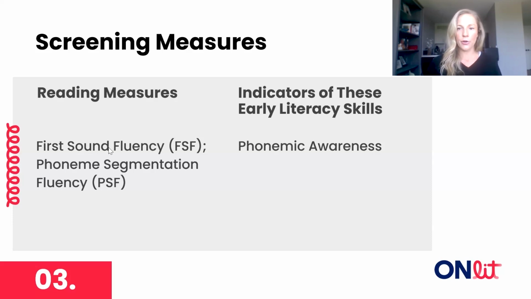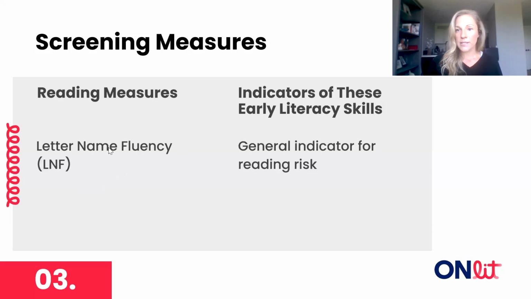Screeners administered in kindergarten and early grade 1 will assess specific skills that contribute to later reading development. You will notice that all measures include the word fluency, and that is because all measures are timed so that the data collected will reflect the accuracy and automaticity of that particular skill. First sound fluency and phoneme segmentation fluency measure aspects related to phonemic awareness. Letter name fluency measures are general indicators for risk.